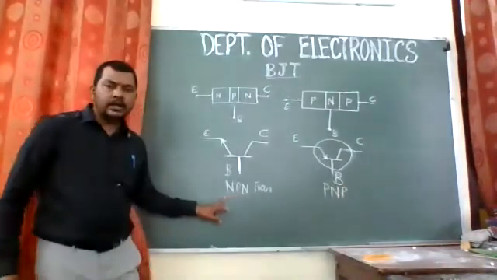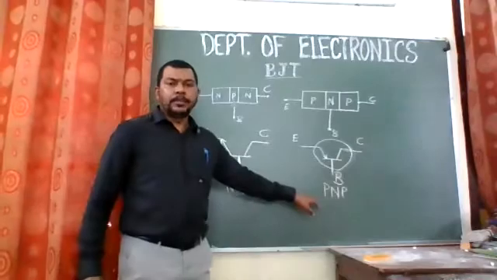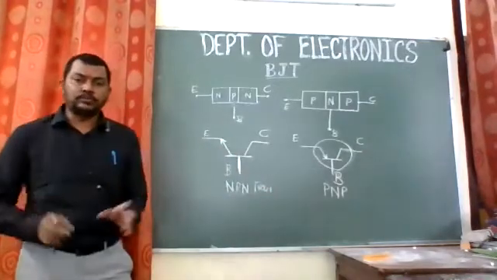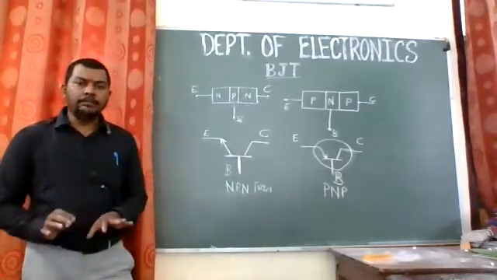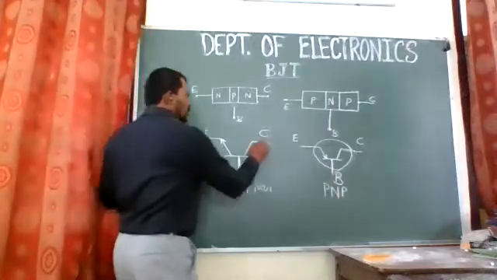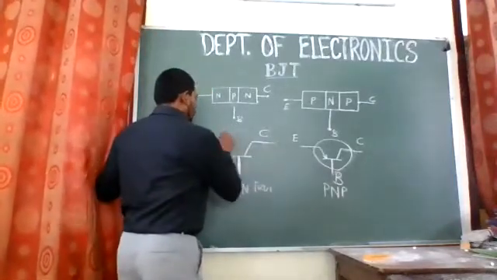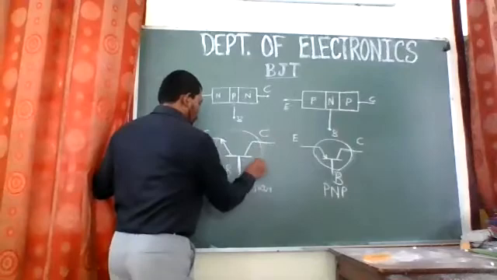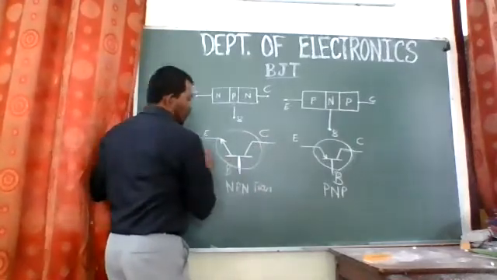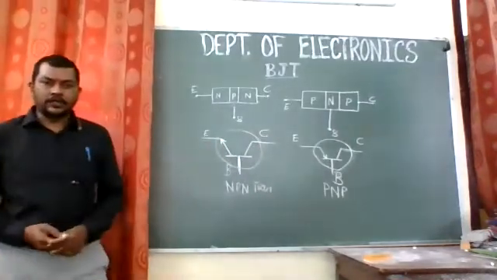So this is the NPN transistor, and this is the PNP transistor. We have two types of transistor, NPN and PNP, and this is the symbol for both of them as shown over here. We have to encircle it like this. So this is a transistor, right?